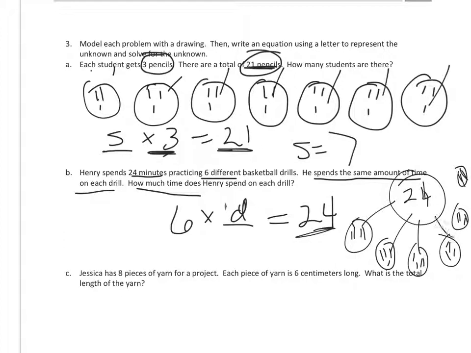Match those 6 groups up. Those 6 groups are 6 different drills. How many minutes of a 24 total minutes did they spend in each group? You count what's inside the group. In the group is 4, 4, 4, 4, 4. So D equals 4, because 6 times 4 equals 24. They spent 4 minutes in each group doing that drill.